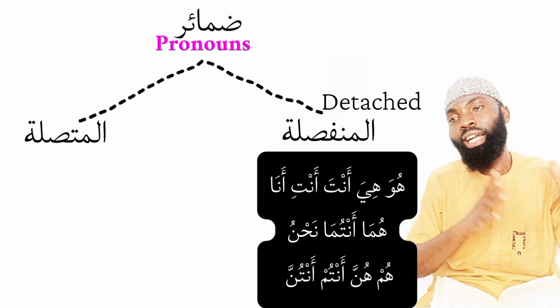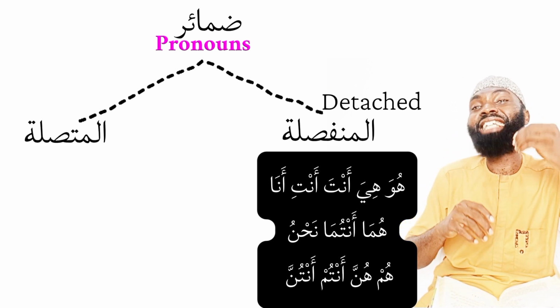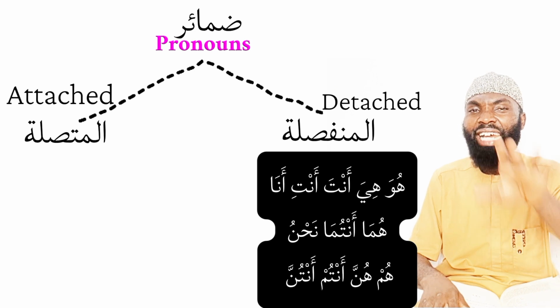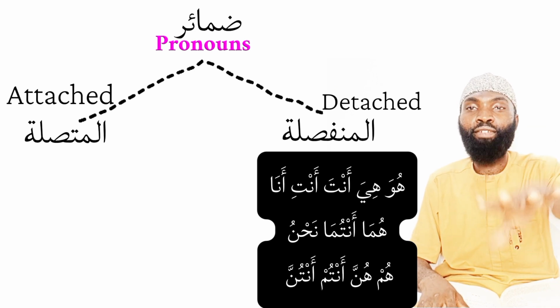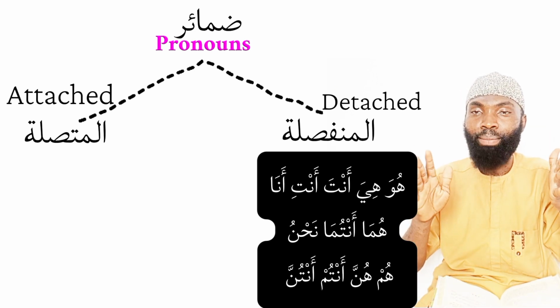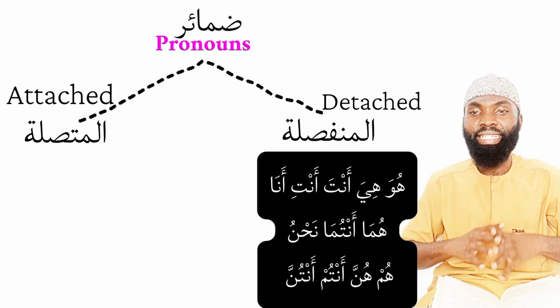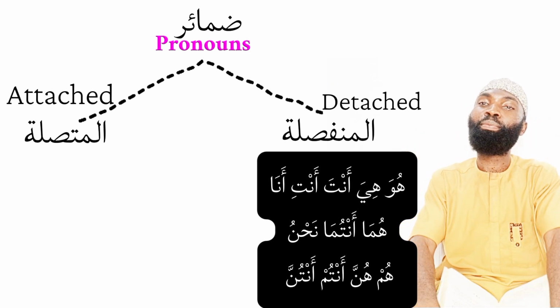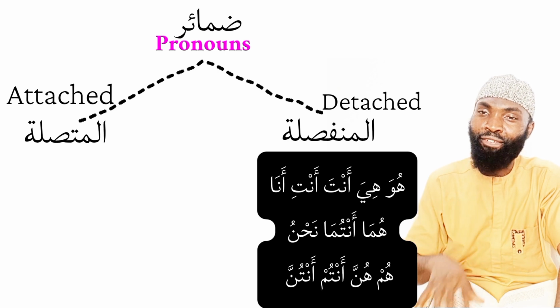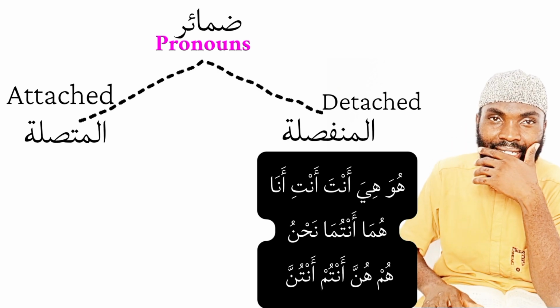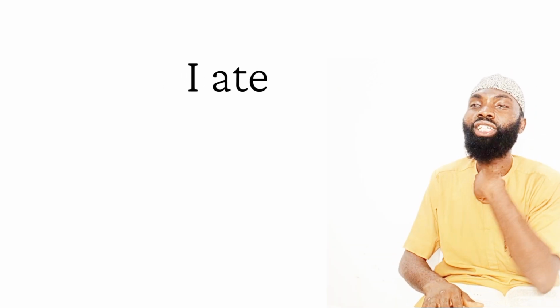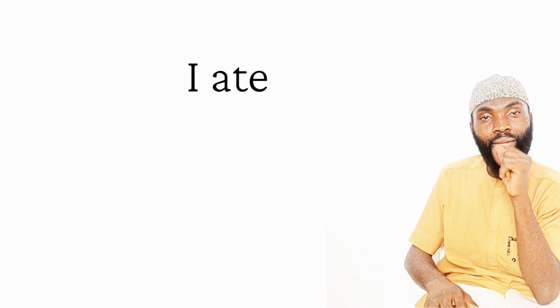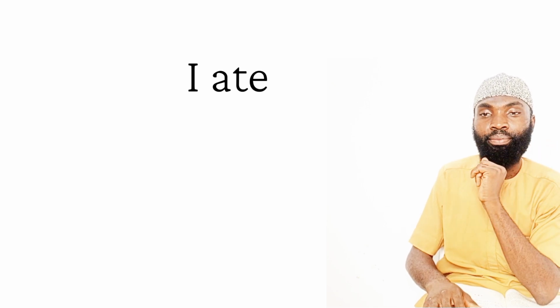Now we have the second category, which is the attached form of these pronouns. Those are the ones that we attach to the verb. We have discussed that previously, link also placed above, and we also showed you how these pronouns are attached to a verb. I gave an example where I said, I ate, in the English language. You can see the I is the pronoun. The word ate is the verb.